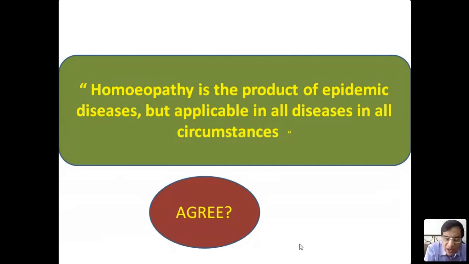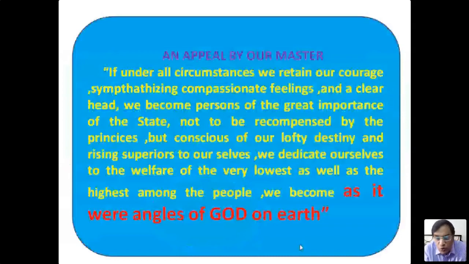So in all circumstances, I will give you ideas. My viewers, today a large number of homeopathic doctors are deployed in the rural areas, and allopathic doctors are deployed in other areas. That is the appeal given by Master Hahnemann in the Friend of Health: if under all circumstances we retain our courage and sympathetic, compassionate feelings and a clear head, we become persons of great importance to the state. Not to be recompensed by princes, but conscious of our lofty destiny and rising superior to ourselves, we dedicate ourselves to the welfare of the very lowest as well as the highest among the people, and become like angels of God on earth.